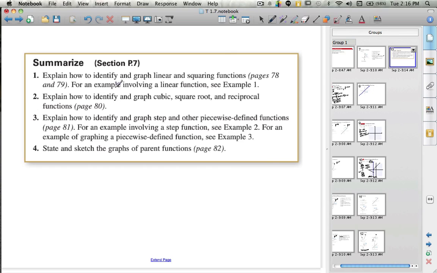Okay, in the summary, we wanted to make sure that we looked at how to identify and graph linear functions and squaring functions, meaning linear equations and quadratic functions. We want to identify different functions. We wanted to graph step and other types of piecewise functions, and we wanted to understand what the graphs of different parent functions look like.